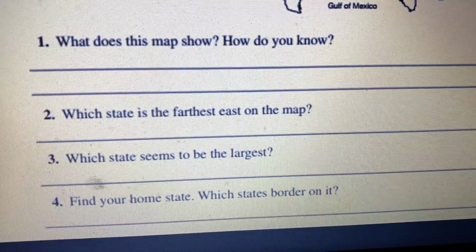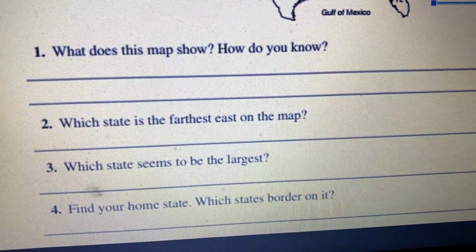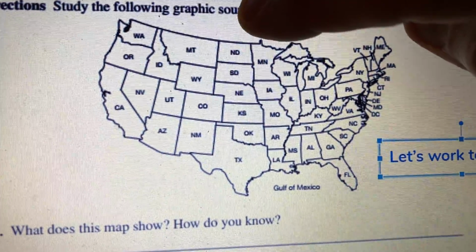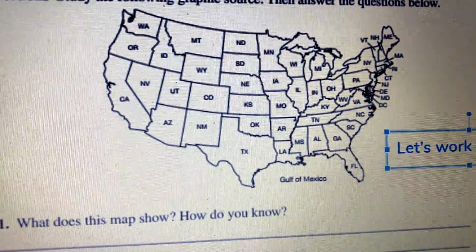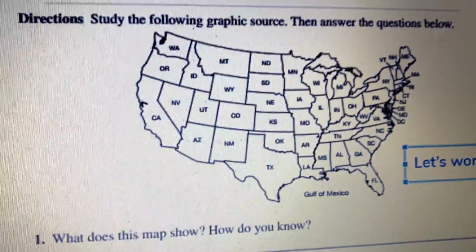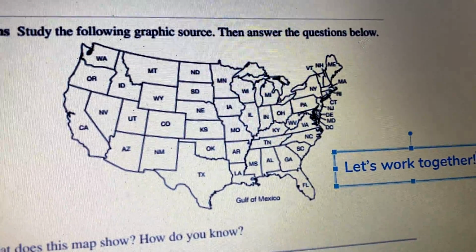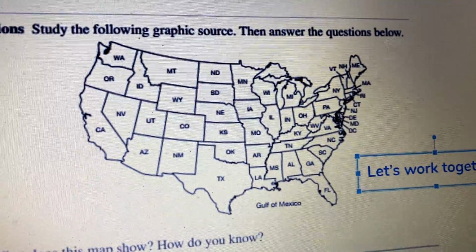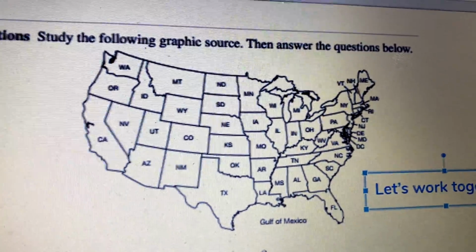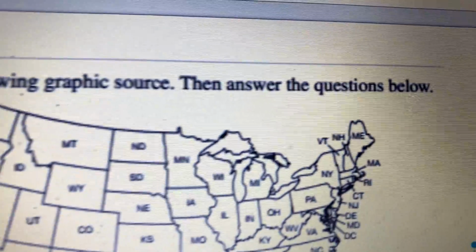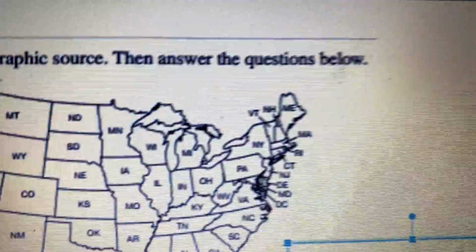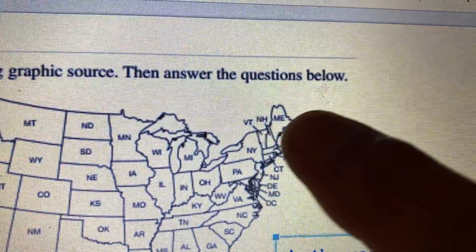Which state is the farthest east on the map? Got to remember our directions. Remember, this would be north, south, east, and west. The 4 major directions. So we're looking over here on the eastern part of the United States. Which one of those states is the farthest to the east? That's right. It's this state right there.